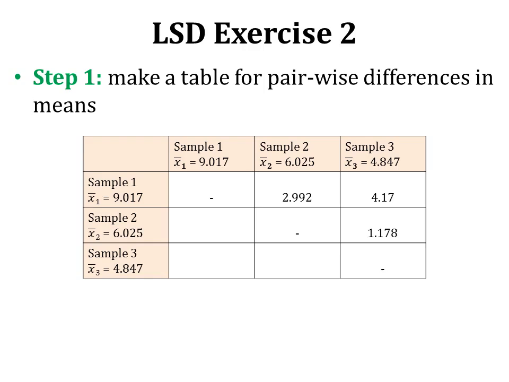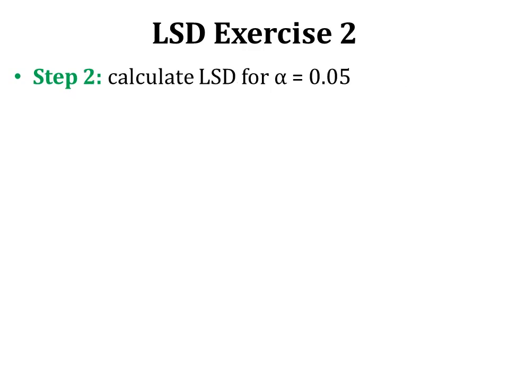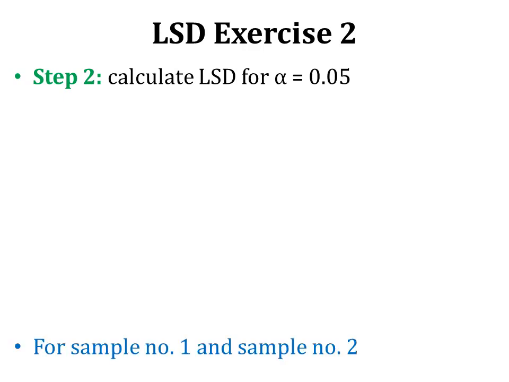So how many pairs do we have? We have 6. So we have to do 6 pairwise comparisons at each level of significance. Sorry, we have 3 pairs, so we have to perform 3 pairwise comparisons at each significance level, right? Now step 2 is to calculate LSD for the first level of significance, which is 0.05. And this has to be done for sample number 1 and sample number 2. Why? Because the number of observations is different in each of the samples. So therefore, we have to calculate LSD for each pair differently.